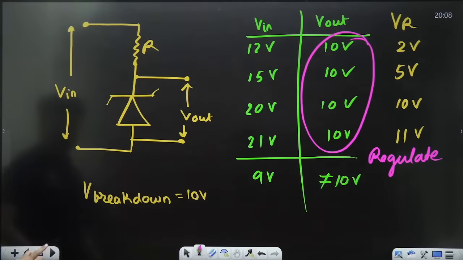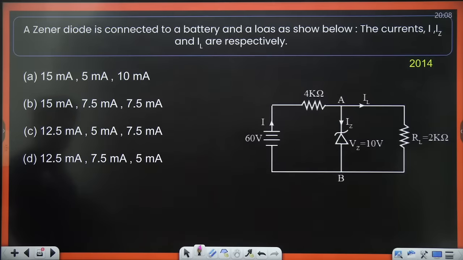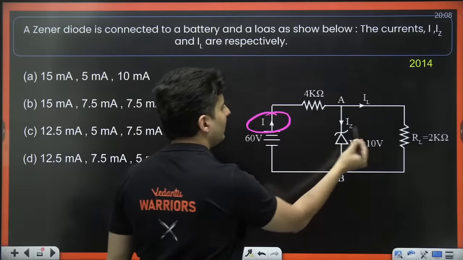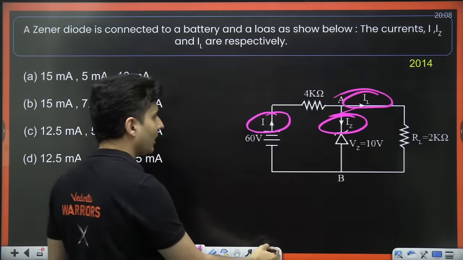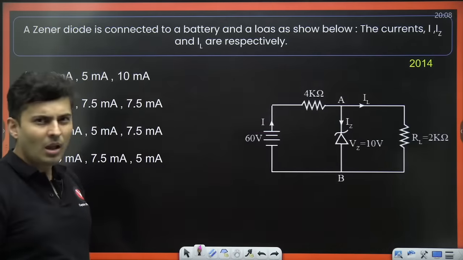Cool. Let's have a look at one question on the Zener diode coming up on your screen. Question is, find the currents I, IZ and IL. Okay, let's have a look at it. How do we do that?